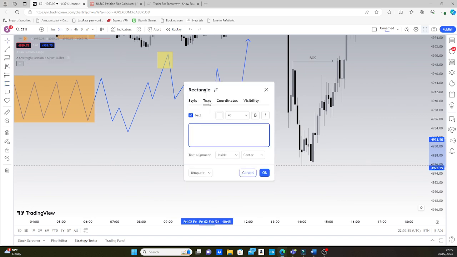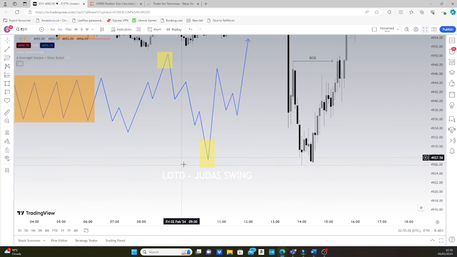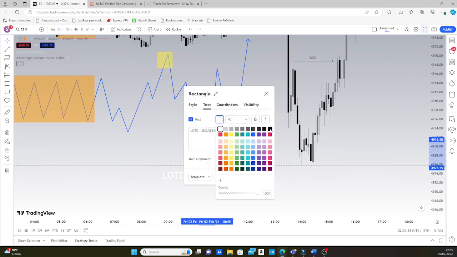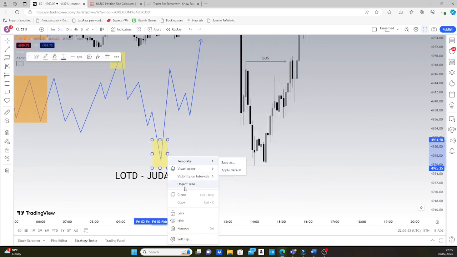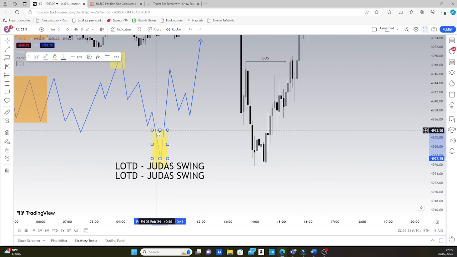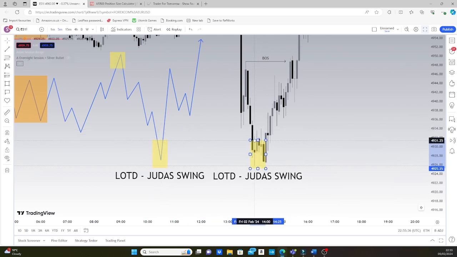So the low of the day, LOD, right? The low of the day represents the Judas swing. The Judas swing occurs at the low of the day. These two phrases can be used interchangeably, the low of the day and the Judas swing. Both of them correspond to essentially the same thing. The Judas swing is the last manipulation phase of the market, right?